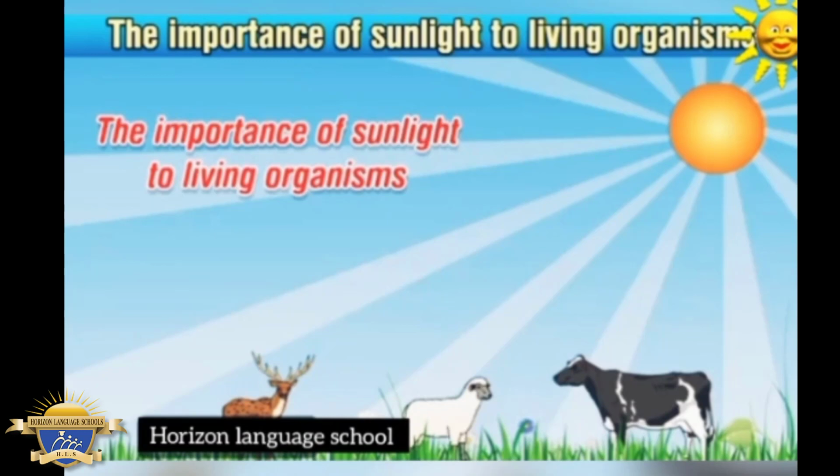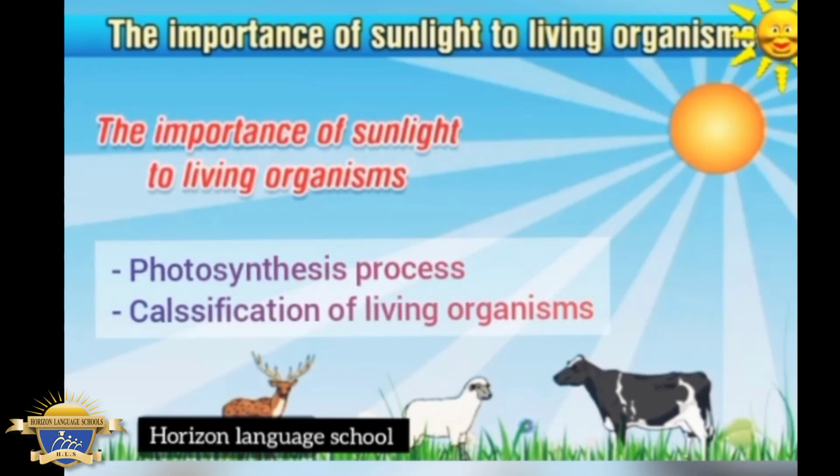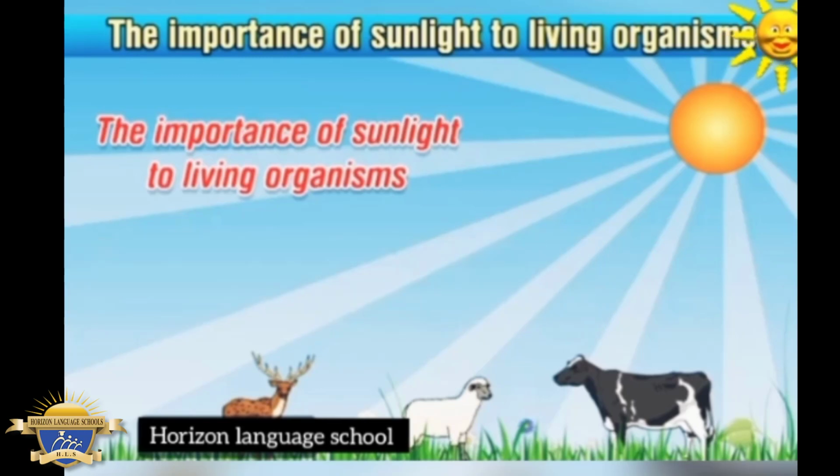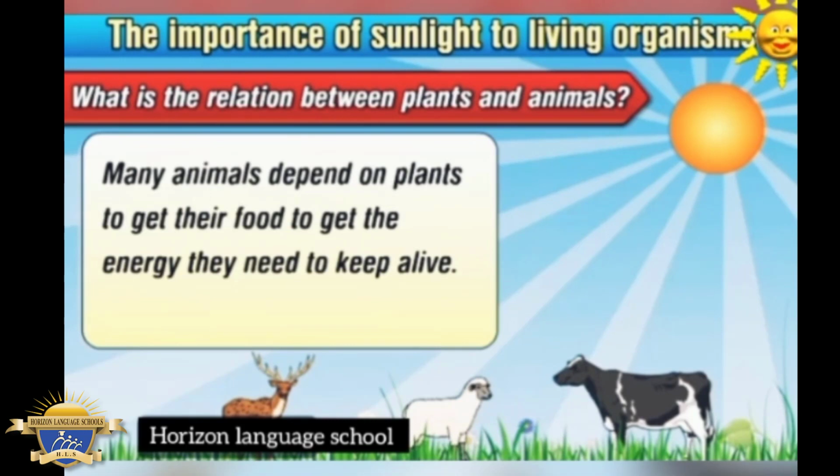Hello, grade 4. Today we will talk about lesson 4, unit 1, the importance of sunlight to living organisms, and we will talk deeply about the photosynthesis process and the classification of living organisms. To know the importance of sunlight to living organisms, we should ask a very important question: what is the relation between plants and animals?